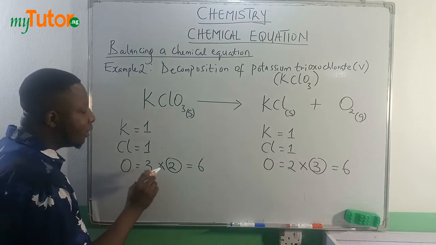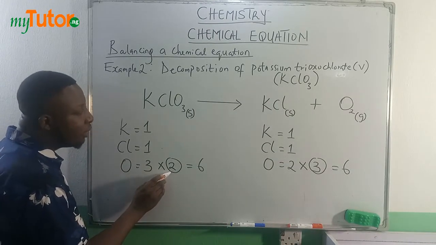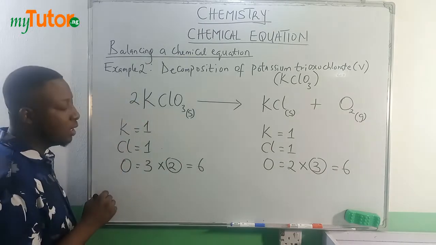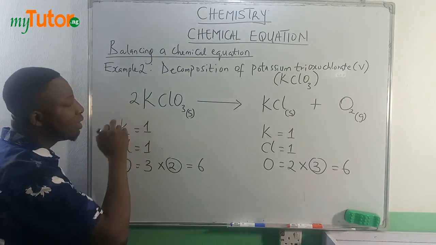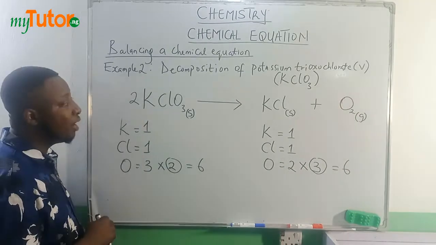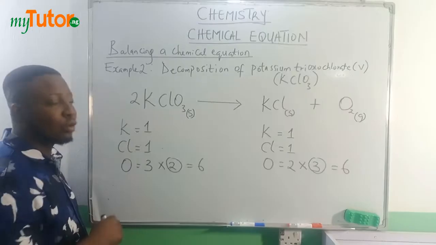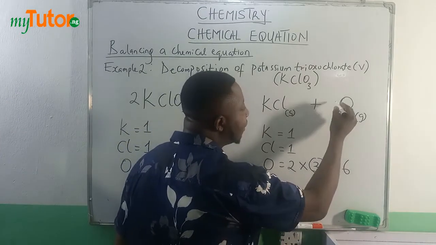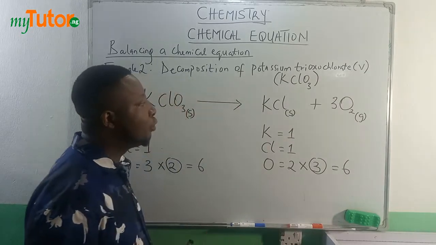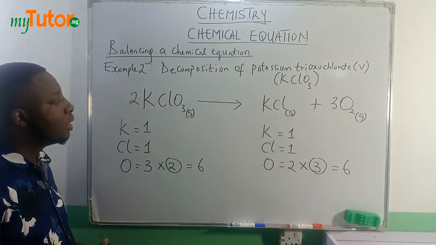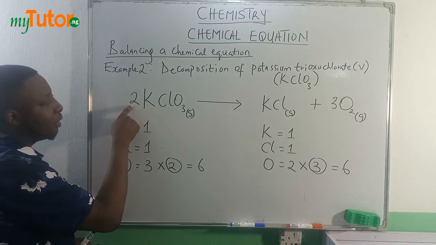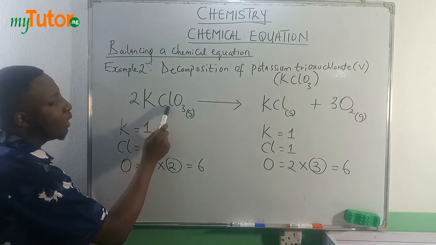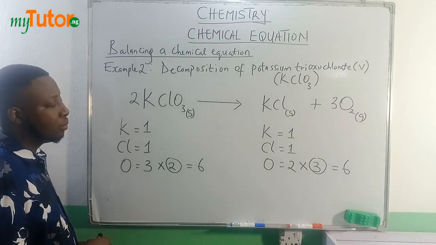Now remember we said that if we multiply by 2, then we will indicate it by writing 2 in front of where the oxygen atom appeared. So this 2 will be written in front of the potassium chlorate because oxygen is a part of this compound. And also, because we multiplied the oxygen here by 3, we also indicate it by writing 3 in front of where the oxygen molecule is. Now, this 2 that we have put in front of this compound has affected the number of potassium, chlorine, and oxygen. So we need to recount our atoms again.